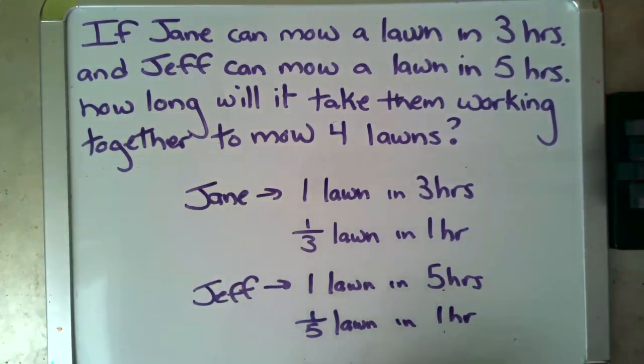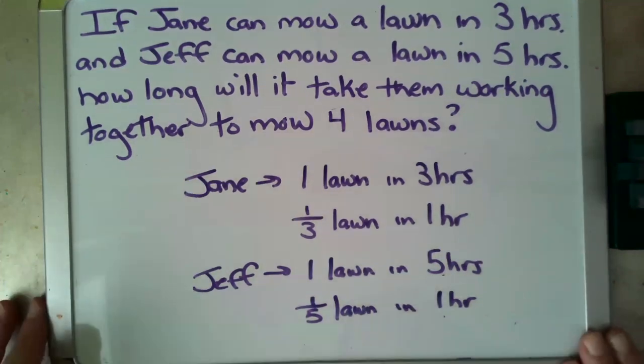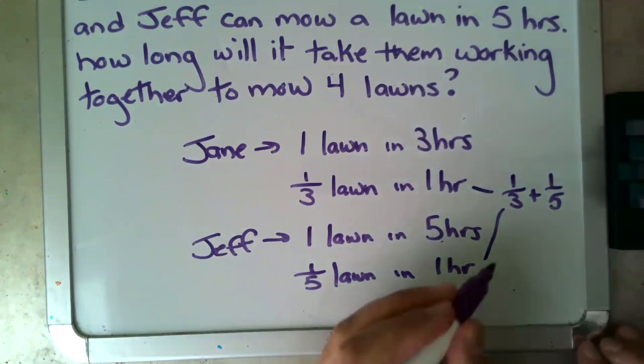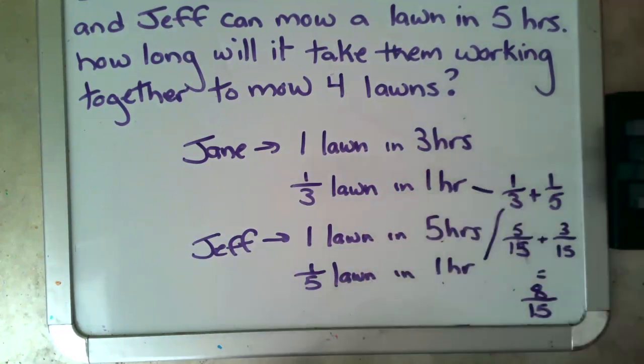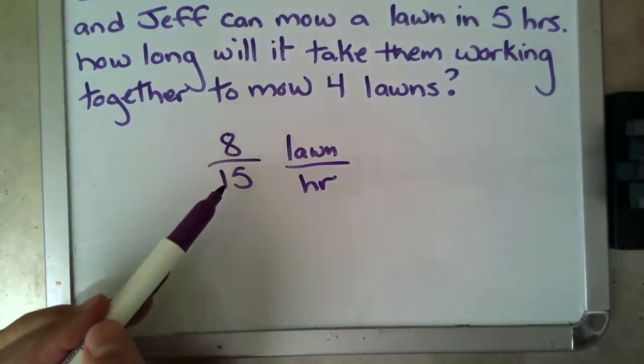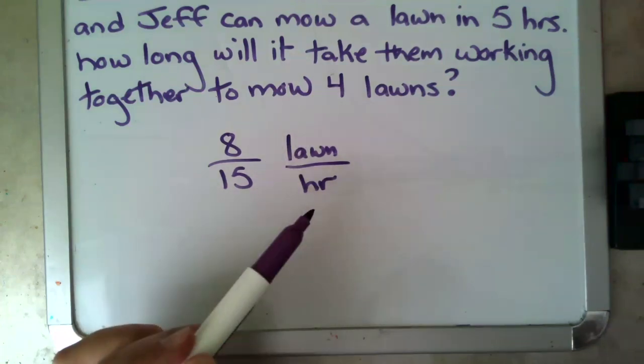And now that we know how much they can each complete in the same unit of time, we can now find out what they can complete in 1 hour working together. Jane will do a third of the lawn, Jeff will do a fifth of the lawn, which means together they will do 1/3 plus 1/5 of the lawn. Okay, I need a common denominator. So that'll be 15. 5/15 plus 3/15 equals 8/15. So when they work together in 1 hour, they can complete 8/15 of the lawn. So if I write that in units, they are completing 8/15 of the lawn per hour.